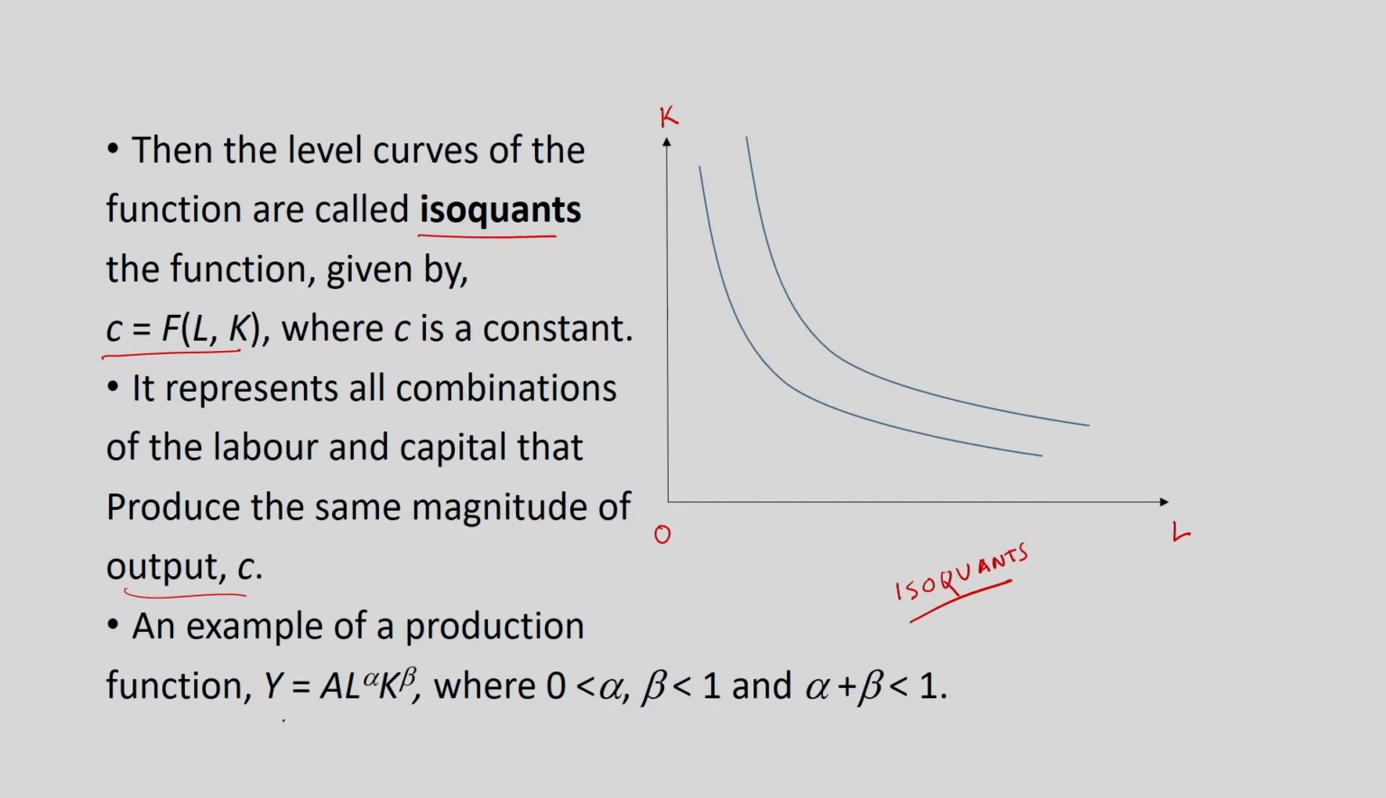So, an example of a production function. You take this particular Cobb-Douglas production function, y is equal to capital A multiplied by L to the power alpha, k to the power beta, and alpha and beta both lie between 0 and 1, not taking the value of 0 and 1, and alpha plus beta is less than 1, right. This could be a particular production function. From this, if we draw the isoquants, then the isoquants will look like this, downward sloping lines, and they are moving away from the origin as they are going down, which basically means that they are convex to the origin.